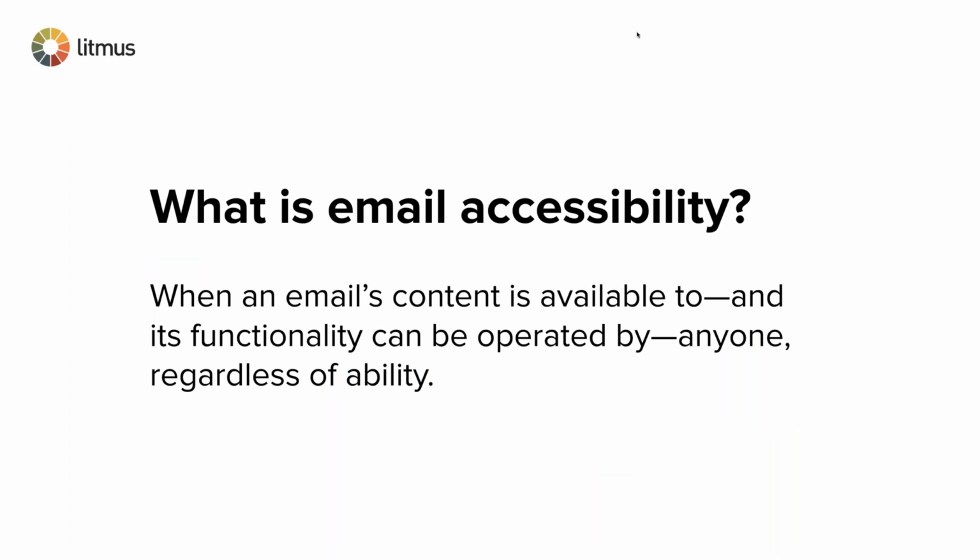But the first thing we want to talk about is really defining email accessibility. When we think about accessibility, we're basically boiling it down to this: when an email's content is available to, and its functionality can be operated by, anyone, regardless of ability, that means you're creating a really accessible email experience. You're not forcing anybody to jump through hoops to read or listen to the content in your email, and then they can take action with your email. They can clearly see links and buttons, and they can take action with those. So it's really about making email campaigns that are usable by anyone, regardless of whatever abilities or disabilities they might have. There are a lot of different ways this plays out, which we'll get into a little later in the webinar, but it's really important to just think about that: how can we make emails more accessible to everybody?